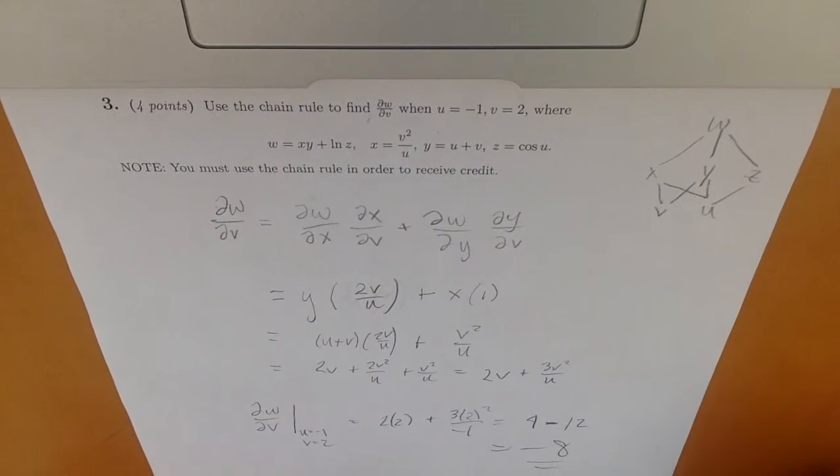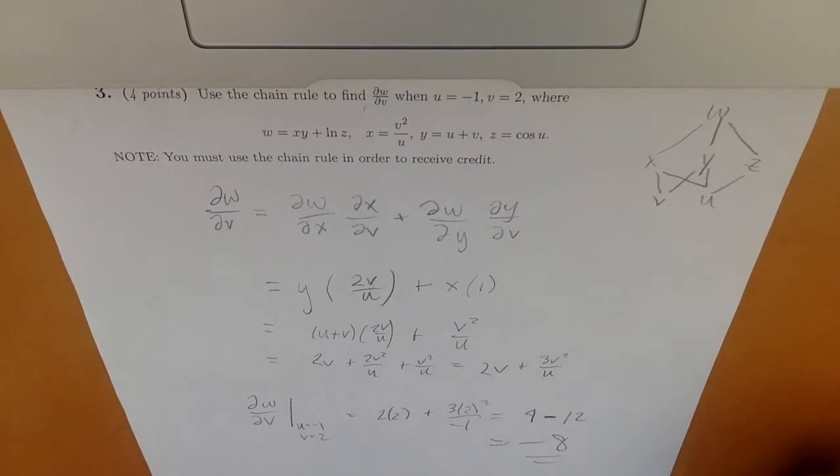The third problem asks us to use the chain rule to find the partial of w with respect to v when u equals -1 and v equals 2, where w is a function of x, y, and z. W is xy plus natural log of z. X is a function of v and u, it's v squared over u. Y is a function of u and v, it's u plus v. And z is just a function of u, it's the cosine of u.